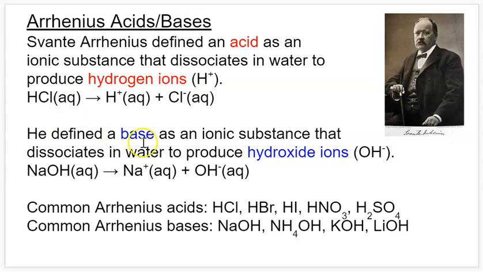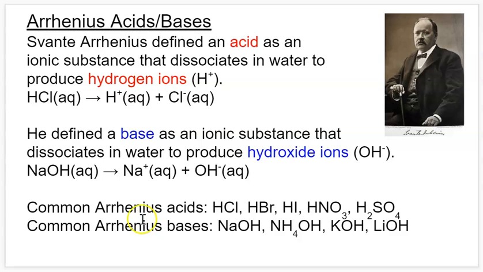He also defined a base as an ionic substance that dissociates in water to produce hydroxide ions. So kind of a similar concept. We have an ionic substance, and this one has hydroxide as an anion. So when it splits up, it makes Na plus and OH minus. So basically, a solution that has hydrogen ions is considered to be acidic, and a solution that has hydroxide ions is considered to be basic.